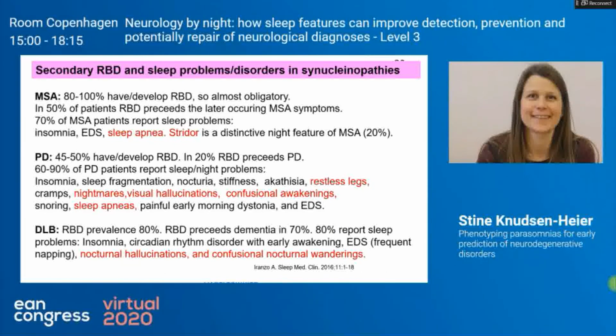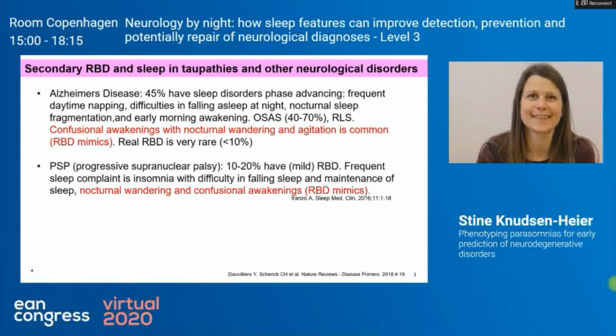In dementia with Lewy bodies, RBD is also highly prevalent and often precedes the dementia symptoms. They have a lot of sleep problems like the Parkinson patients. Nocturnal hallucinations and confusional nocturnal wanderings can also mimic RBD. In the tauopathies, taken together, I will not go so much into those diseases because they are described in detail in a later talk. I'll just say that RBD is there, but not very prevalent, both in Alzheimer's disease and in PSP. But it can be confused with especially confusional awakenings, wanderings, and agitation that can be RBD mimics. But it can, of course, also be RBD. It's just not so common.